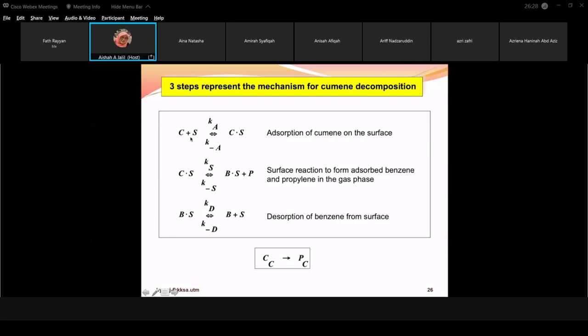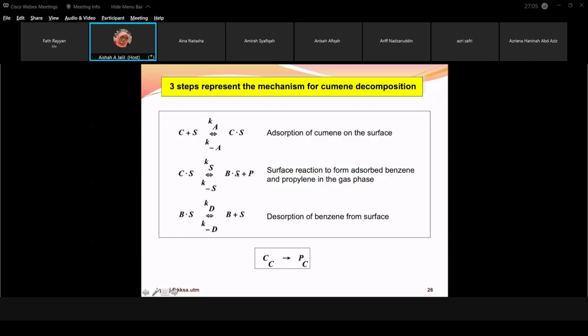So this is adsorption, C plus S: cumene attached to the site. So this is adsorption of cumene on the surface of the catalyst. After the attachment, the adsorbed C·S will produce B·S, the benzene attached to the site, plus propylene. This is the surface reaction to form adsorbed benzene and propylene in the gas phase, and after that, after separation, the product must be desorbed.